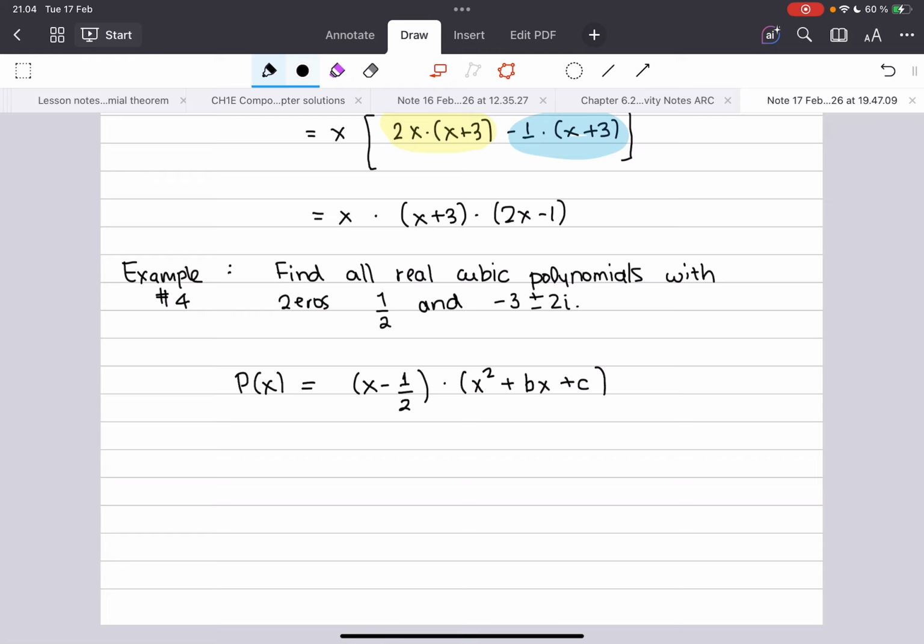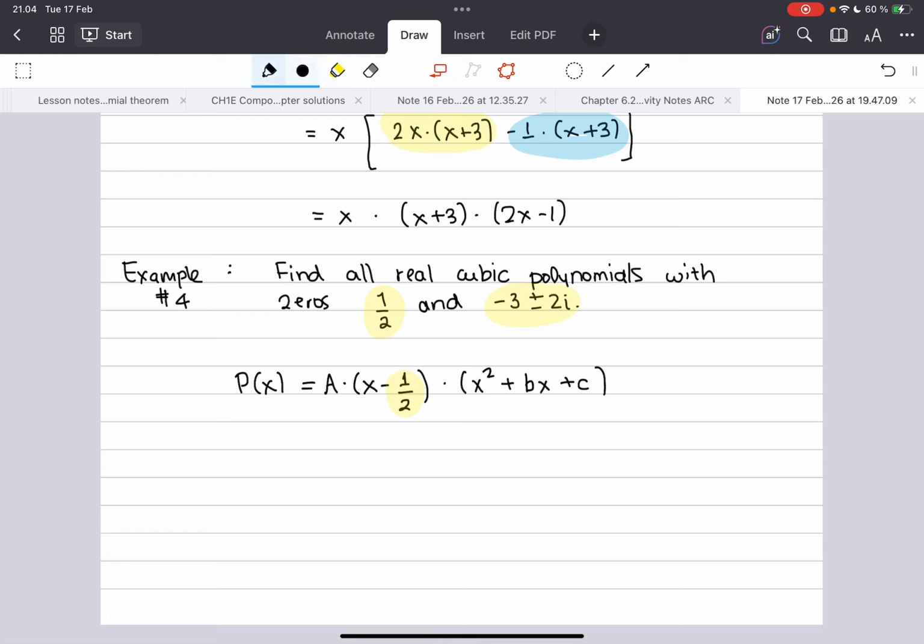You could have a multiplier a out here. I'll just put it here. There. And now let's see what this could be. So we have used the fact that we know that one of the solutions is half. Now we also know that the other two solutions are negative 3 plus 2i and negative 3 minus 2i.